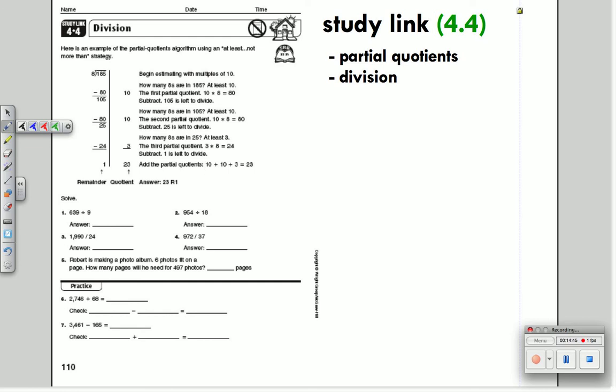So make sure to solve all 5 division problems on the front. Take your time because I expect perfection. And then of course practice questions 6 and 7 at the bottom. You're answering the addition or subtraction problem and doing the reverse of it to check to see if your answer is right.